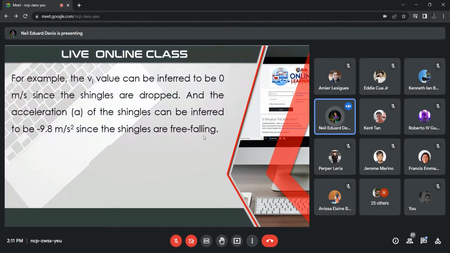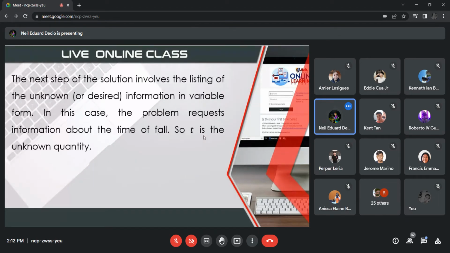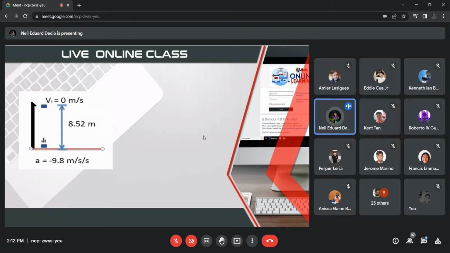So this will be our illustration. You have to draw the object itself. Wait, I forgot to set up my graphics tablet. Where is it? Wait guys, I'm just setting up my tablet so I can write.